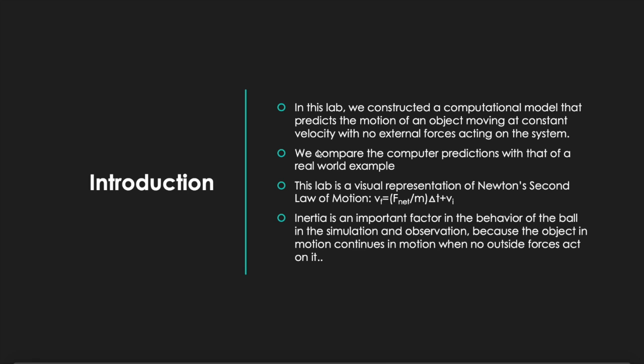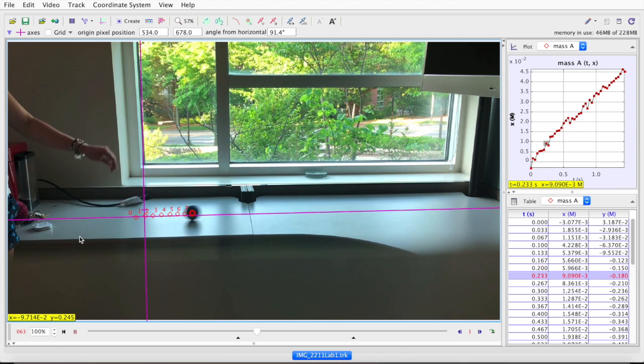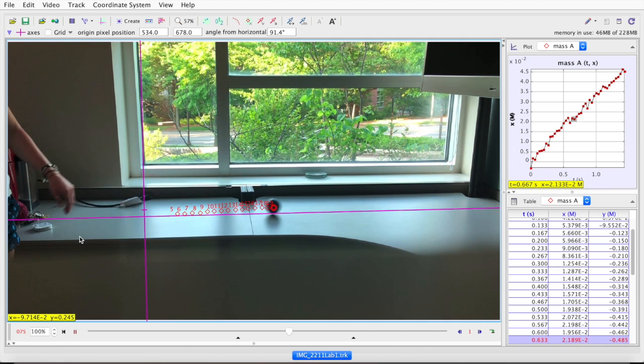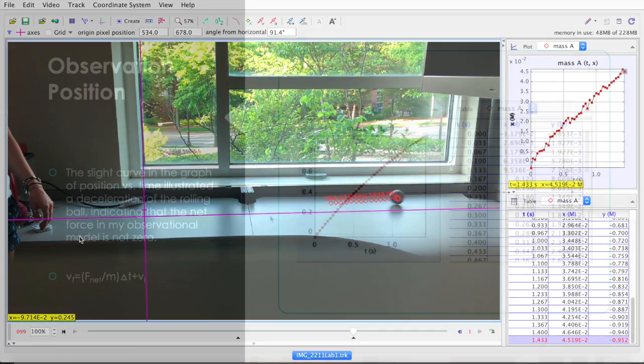Inertia is an important factor in the behavior of the ball in the simulation and observation because the ball in motion continues in motion when no outside forces act on it. As you can see in this video, the velocity of my ball slightly slows down at the end as well as the ball moves away from the camera at the end of the video.